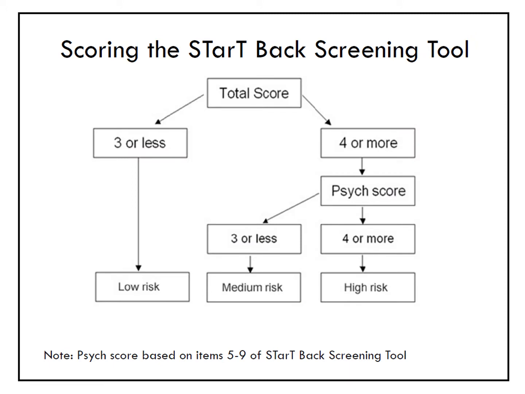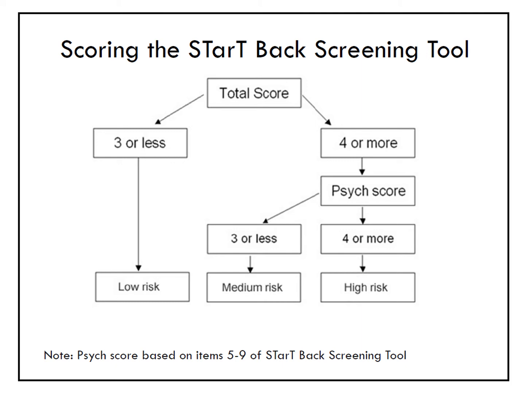To evaluate the STarT Back screening tool, we're going to look at the total score on the instrument. If they score 3 or less, they're low risk. Those are individuals, again, that maybe need 1 or 2 visits just to get them the appropriate education, help them with maybe an exercise program, talk to them about prognosis, which is going to be very, very favorable. And if they're not better in the course of the next 2 to 4 weeks, they should come back to see us. If they score 4 or more, we're going to look at the psych score. If they score less than 3 on that psych score, they're medium risk.